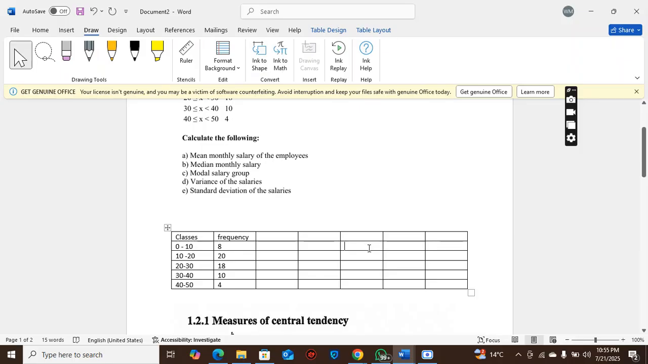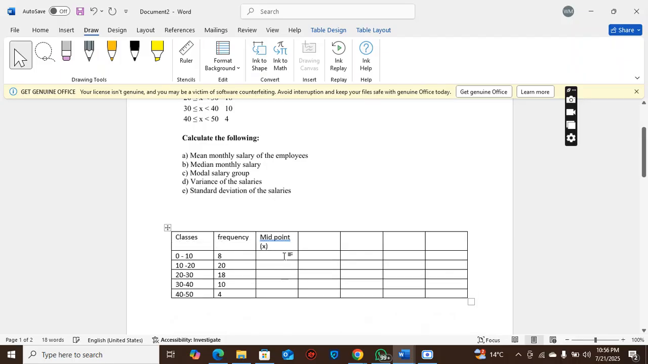All right, colleagues, what's the next column? Midpoint, which is represented as X. How do we get our midpoint? Yes. So let's get our midpoints. When someone has got me the midpoints, you read out to me.